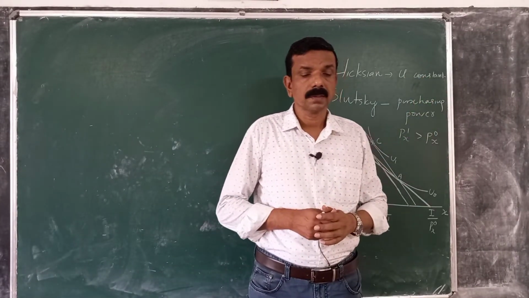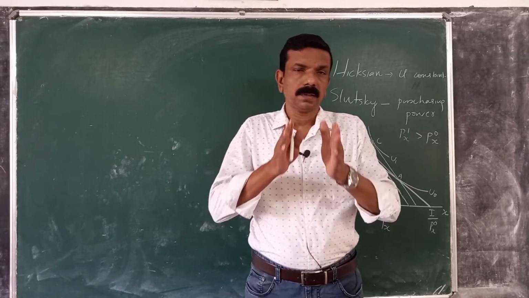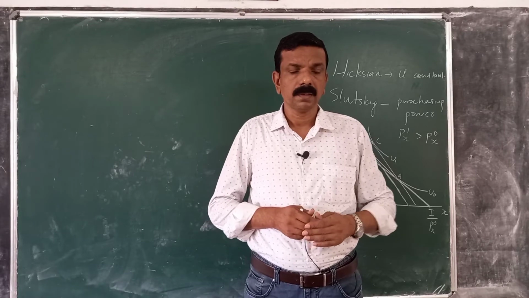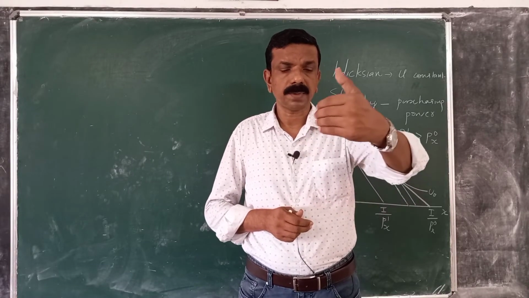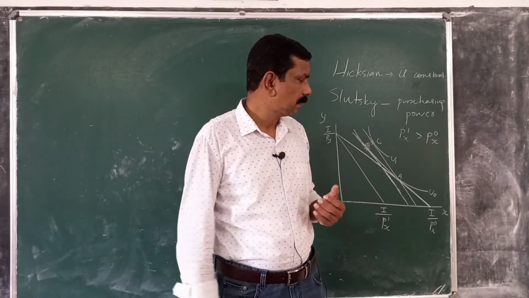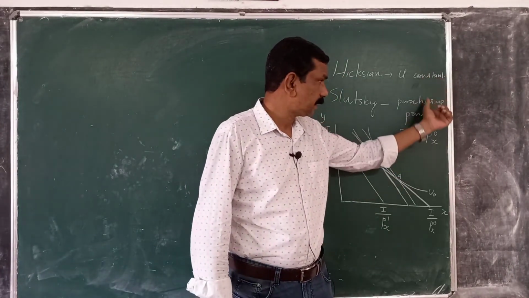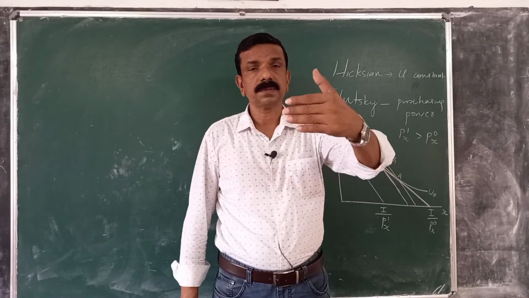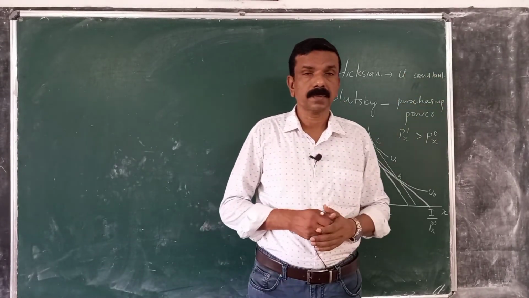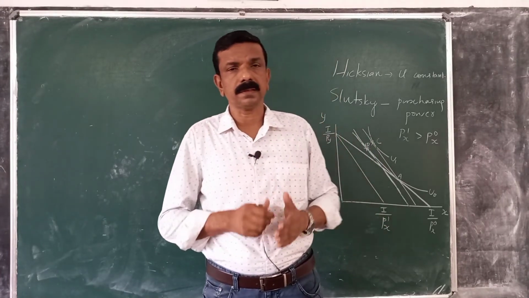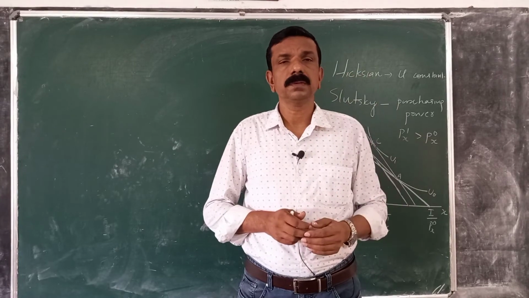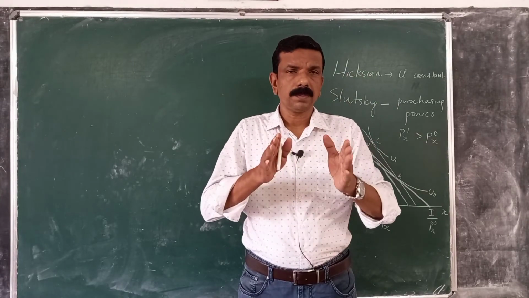Both are represented by the Slutsky equation. Moreover, in the limit, as the price change is very small or approaches zero, both Hicksian and Slutsky compensation are identical. So both will give identical results if the change in price is small or approaches zero.